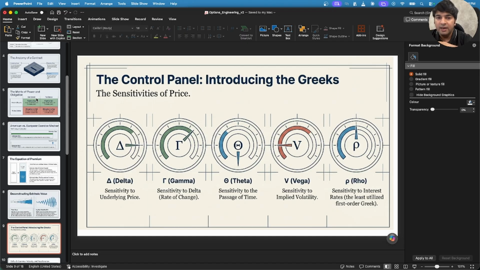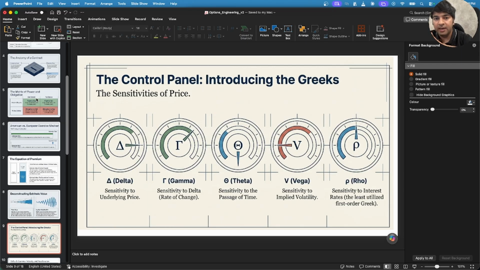So let's understand what delta is. Delta is the sensitivity to the underlying price. How the underlying is moving is defined by delta. For example, we have 0.2 delta, 0.3 delta, so it ranges up to 1.